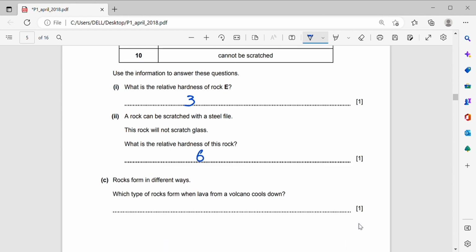Rocks form in different ways. Which type of rocks form when the lava from a volcano cools down? Lava cools down. We are dealing with the igneous rock.